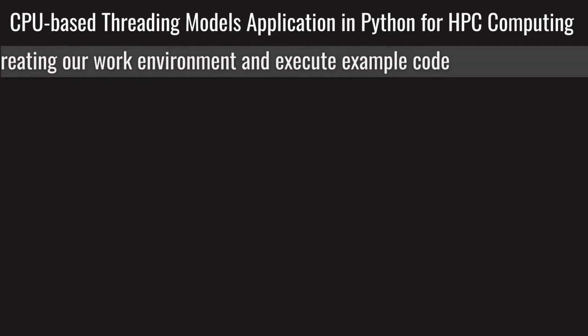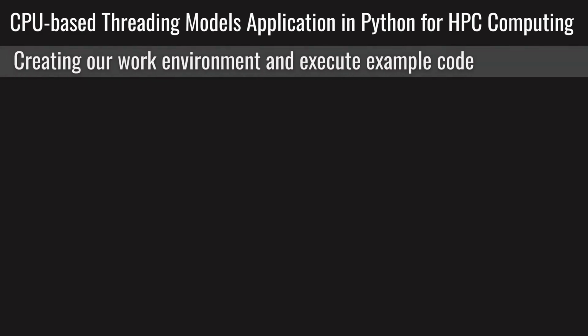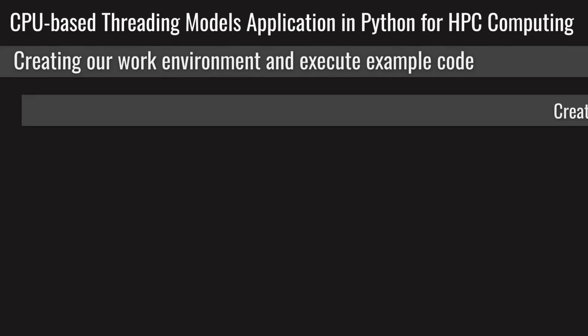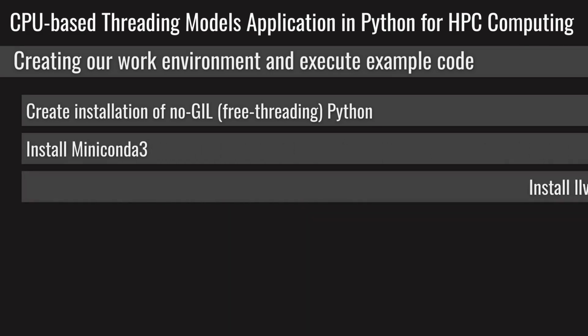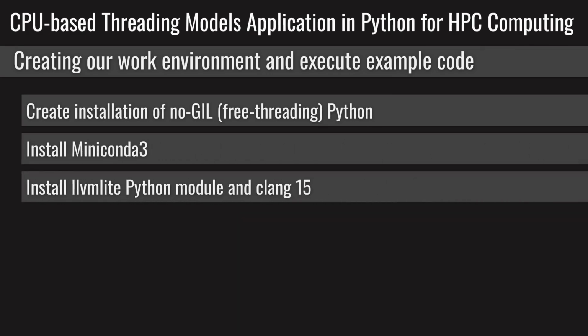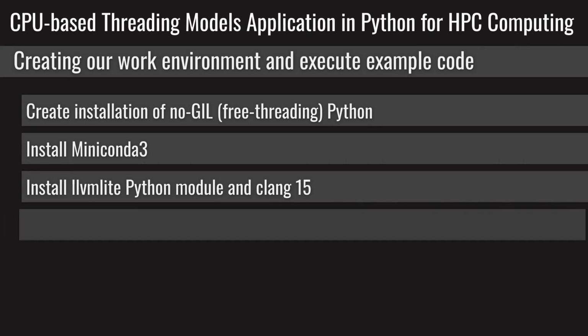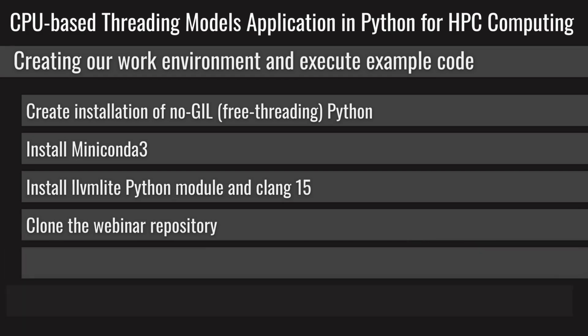In order to execute the example code and check the results, we need to set up our work environment. That requires the installation of free threading, no-GIL, Python, Miniconda 3, LLVM Lite Python module, and Clang compiler. And in case you have not done that yet, clone locally the webinar repository containing the example code, documentation, and other useful information. Finally, run the example code and collect and examine the metrics.